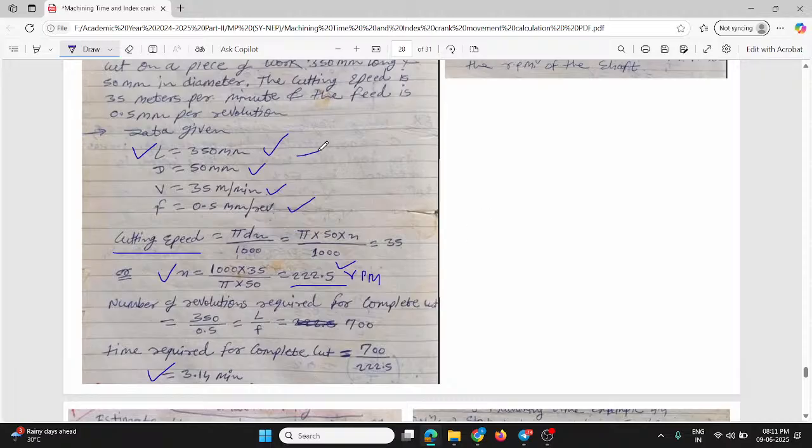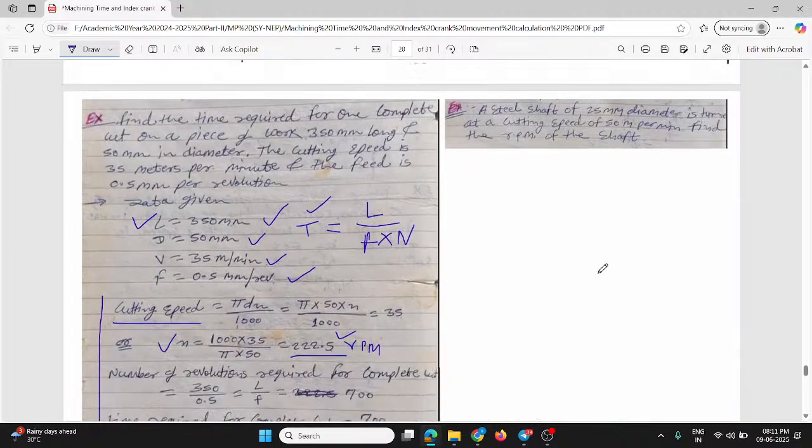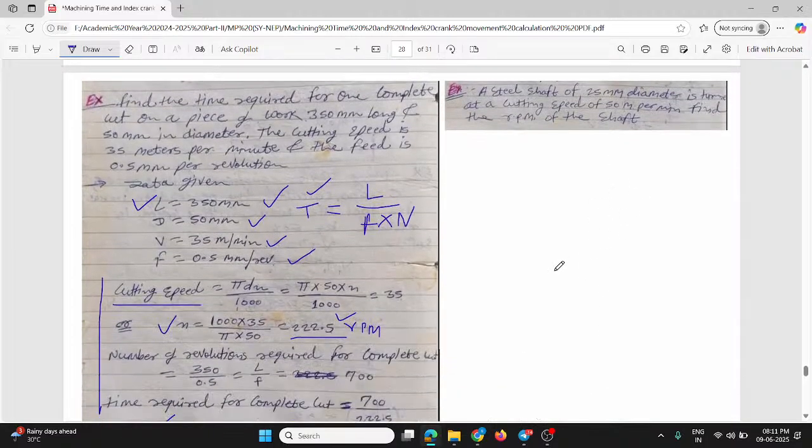So we can calculate the machining time directly, or step by step we can write like this: T is equal to L divided by F into N. By using this formula we can calculate the T, and so very simple. So again the numerical may be like this.